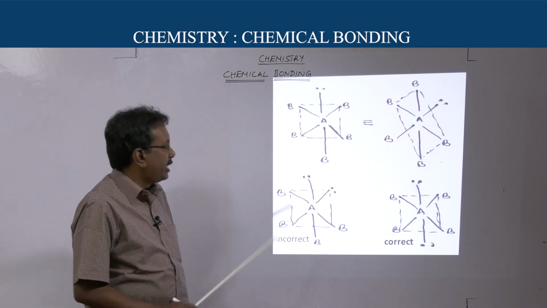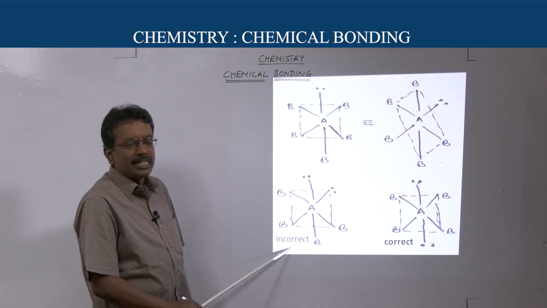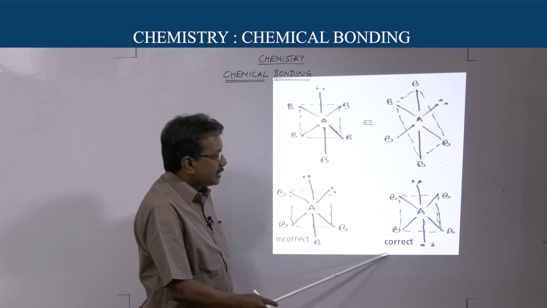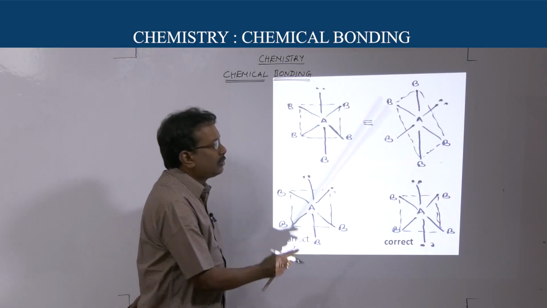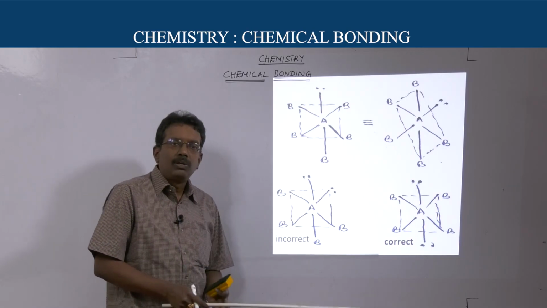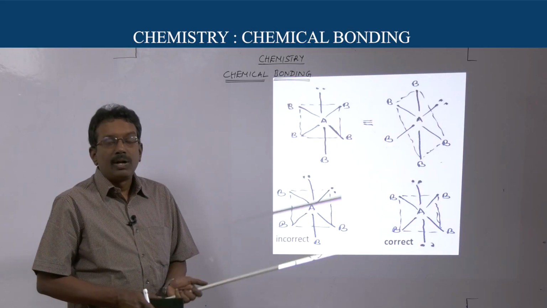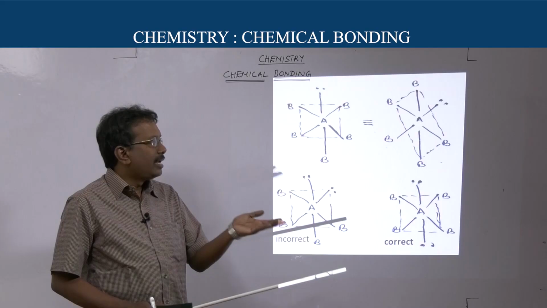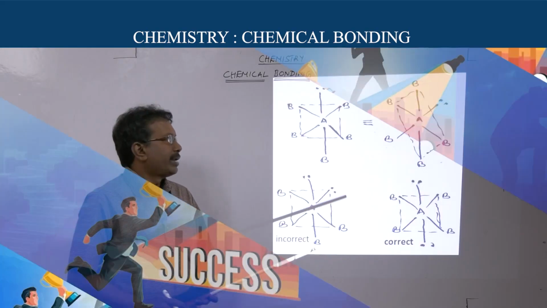So based on that, this becomes the incorrect representation of octahedral structure containing 2 lone pairs, and this is the correct representation of octahedral structure containing 2 lone pairs. So what is the conclusion? In the octahedral structure, first lone pair anywhere we can accommodate. What is the position of second lone pair? The position of second lone pair is exactly opposite to the first lone pair.